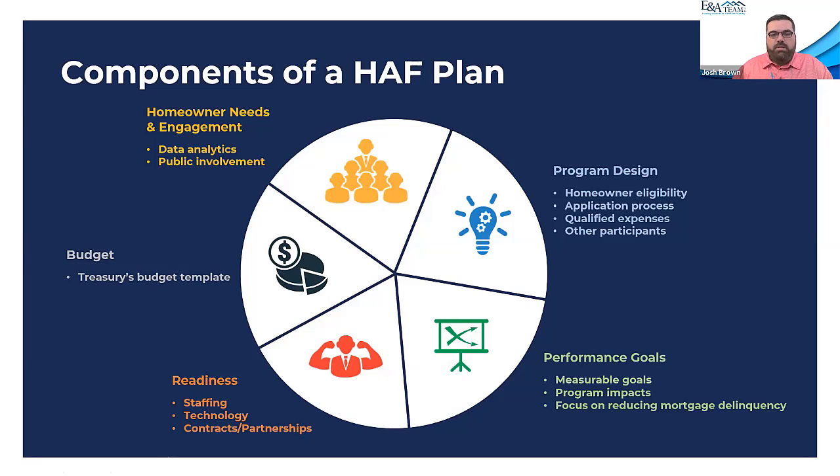So by now, most participants are at various stages in the development of that HAF plan. Some of you have started the process of soliciting public input, collecting data to understand the need in your jurisdictions, and some have actually drafted or started drafting a plan. Now, I want to emphasize that identifying, collecting, and analyzing the available data about the delinquent loans in your jurisdiction is one of the most important aspects and the best starting place in helping to guide your program decisions that you're going to put in your plan.